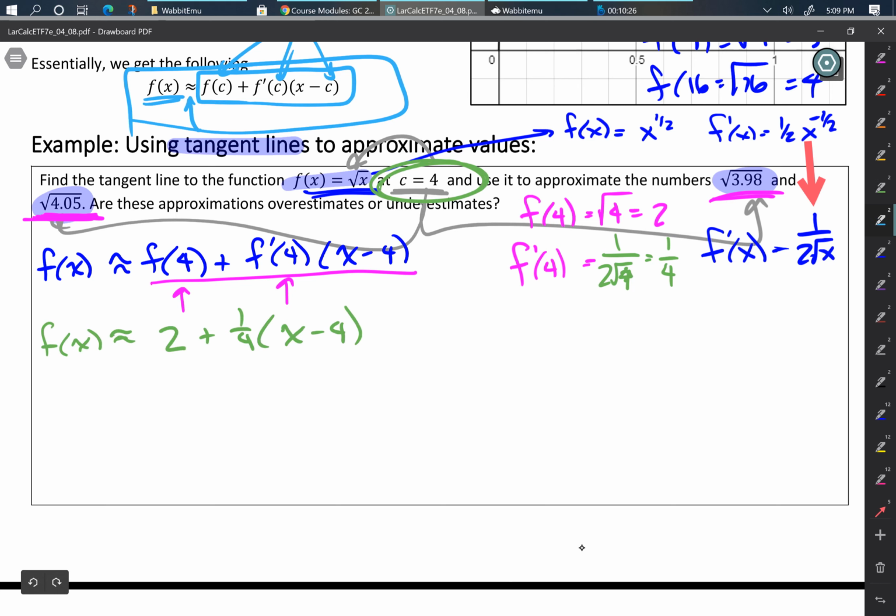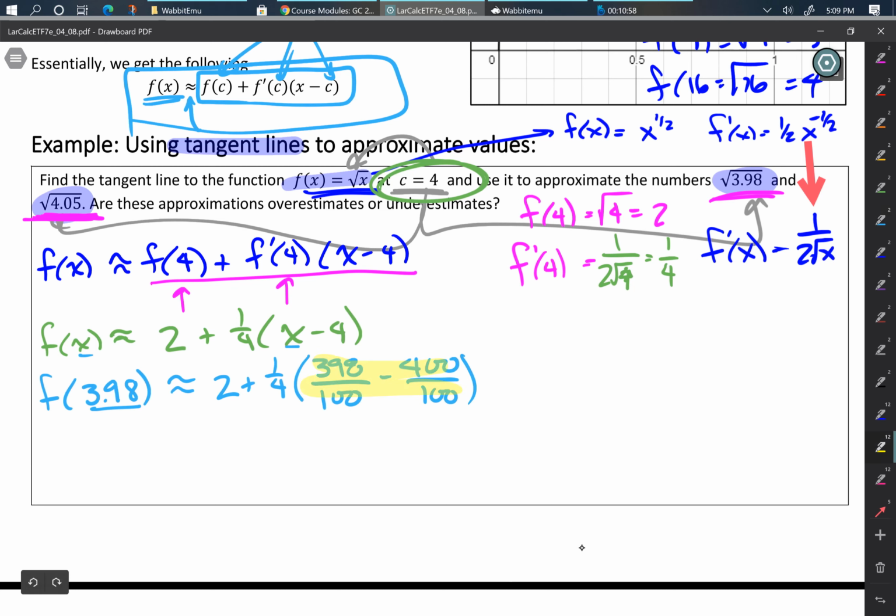So if I want to find f of 3.98, that's going to be approximately 2 plus 1/4 times x, 3.98, so 398 over 100, minus 400 over 100. Now, if you're wondering, why am I doing this right here? What am I doing here? You have to remember where this came from. The purpose of this is to be able to evaluate functions by hand, because that's when this stuff was developed.